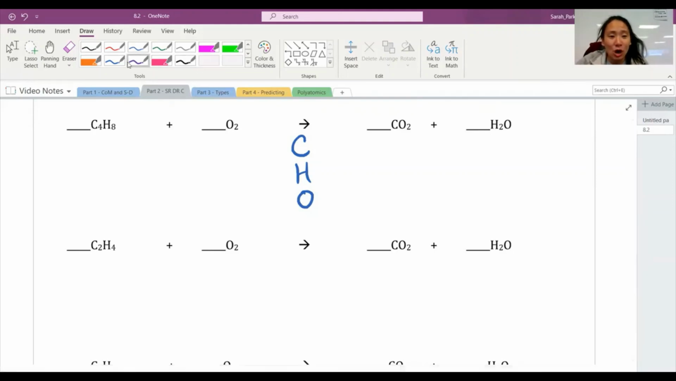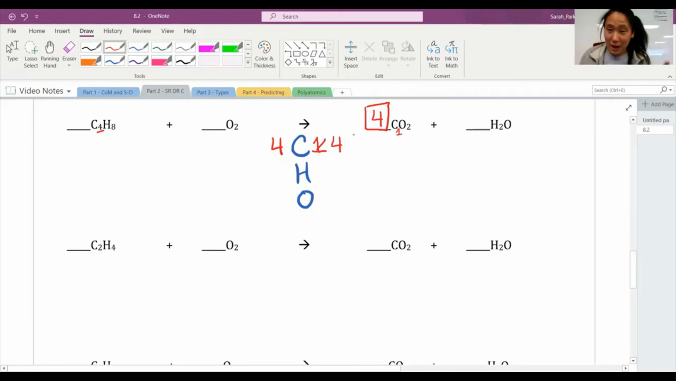Let's do your carbons first. You have 4 on the left, and then you have 1 on the right. CHO equations are the only ones I want you to do a little bit differently: focus on each letter at a time. So just do your C's. This is unbalanced. This one needs to become a 4. What number times 1 gets me to a 4? 4 times 1 gets me to a 4, but we'll focus on these oxygens in just a second. So now your carbons are balanced.